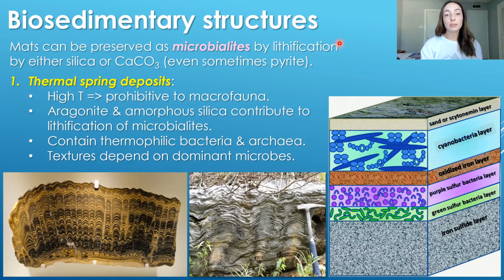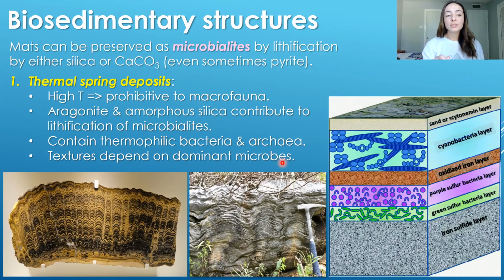This lithification typically occurs with the help of minerals. And so it turns out to be a mineral organic matter layered structure, kind of like shown here to the bottom left, that is either lithified by silica, calcium carbonate minerals, or even sometimes pyrite in a process called pyritization. I talked about that fossilization technique in the 5th biomineralization video if you want to check it out. But these are the common mineral types for lithification of microbialites.